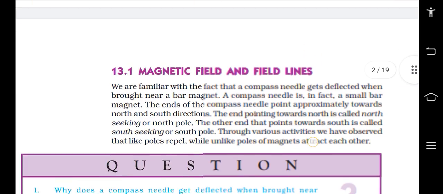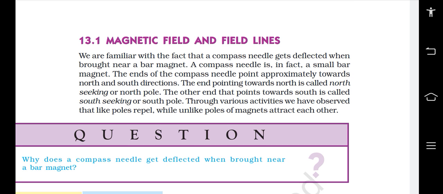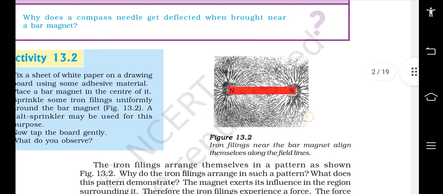Come to the next topic, magnetic field and field lines. First, magnetic field. Magnetic field means every magnet has a certain area over which the magnet can influence. That area we call the magnetic field. Beyond that area, if you keep any object, the magnet cannot attract or influence that object. That means the area in which the magnet can influence, that area we call the magnetic field. Then we are going to discuss magnetic field lines.